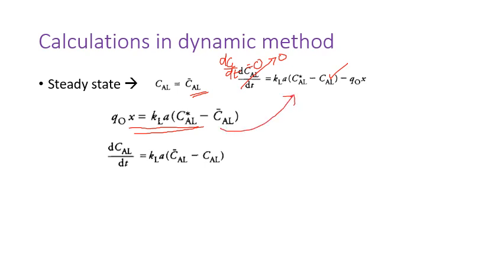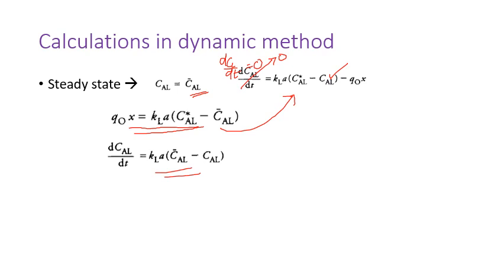Actually it's not a steady state; we assumed a steady state in order to find out the value of QOX. Once that is done, you substitute the value of QOX in this equation. So you have KLA into C star minus C minus KLA into C star minus C cap. C star and C star get cancelled, so you have C cap AL minus CAL for dCAL by dt.